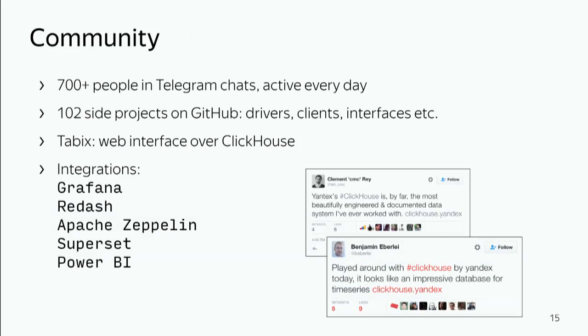Community: we have a lot of people in different Telegram chats who talk every day and solve their problems, from different companies. There are different side projects on GitHub: web interfaces based on it, some connectors, some drivers, and a lot of projects. Our favorite one is Tabix. It's a web interface over ClickHouse, which allows you to do complicated analysis of your data and different kinds of visualization. And you can see different integrations with Grafana, Redash, Apache Zeppelin, and so on.